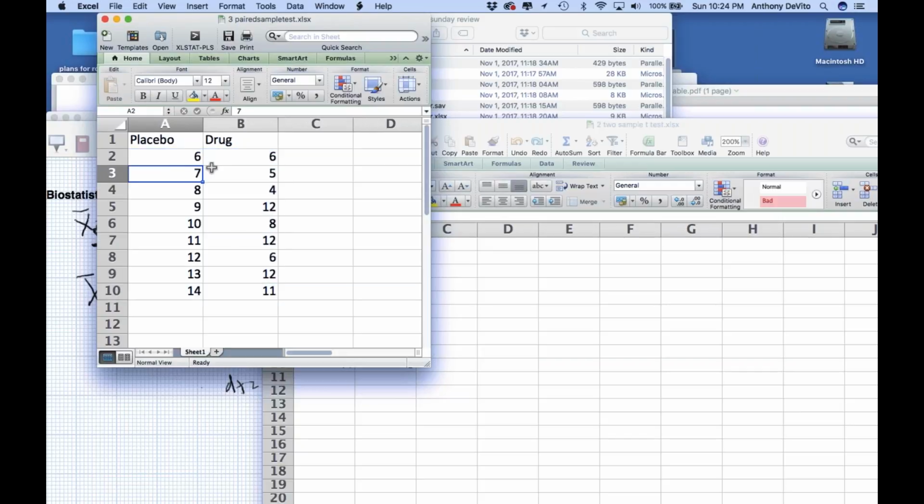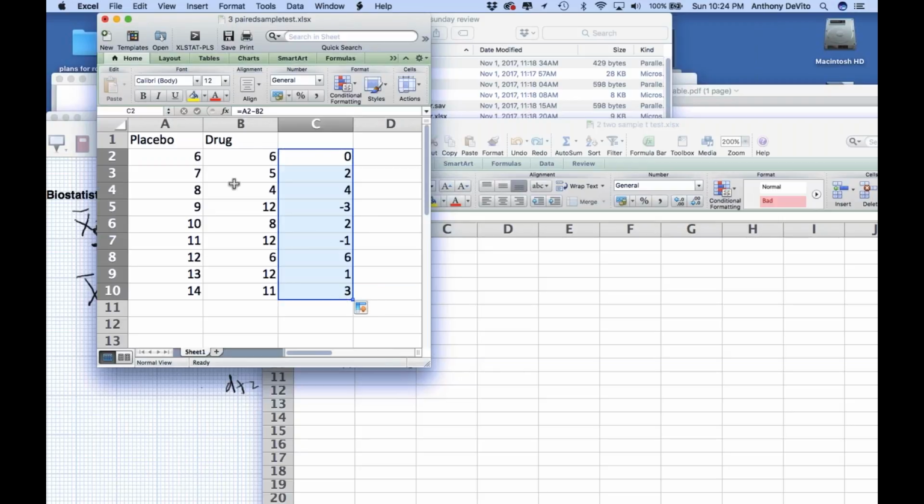This is the same person before and after. So what we're really interested in is the difference between these two. So that's equal to this minus this. And we could do that literally for each one of these values. The idea here is that we're not interested in this measurement versus this measurement, but the difference for each person, whether their numbers went up or down and how much they went up or down.